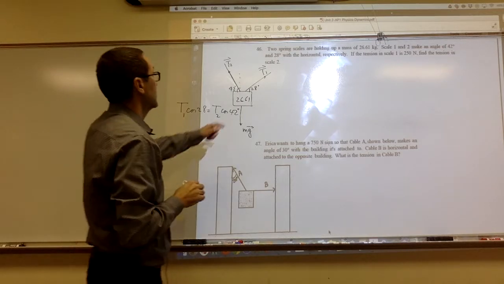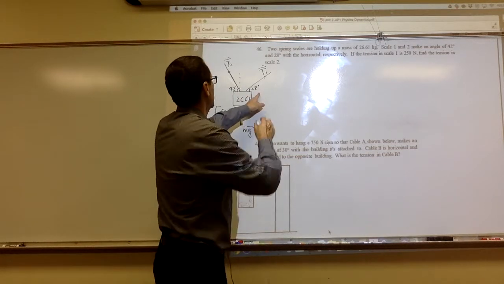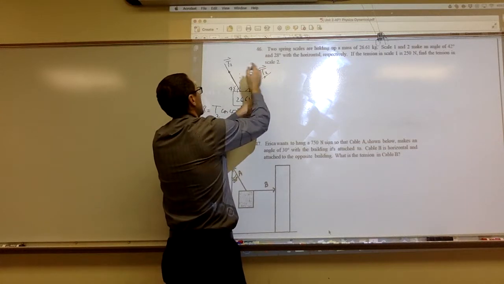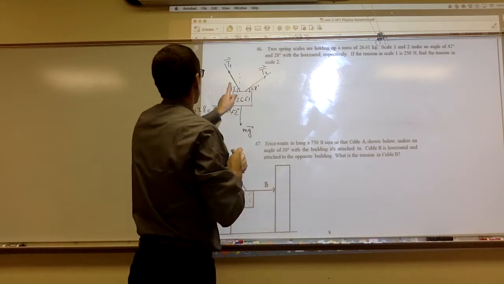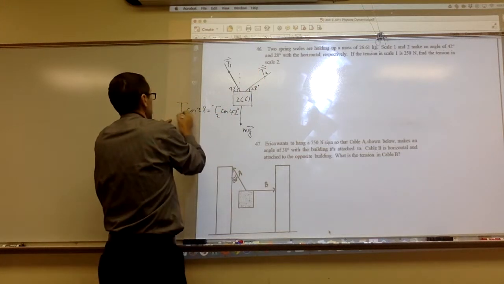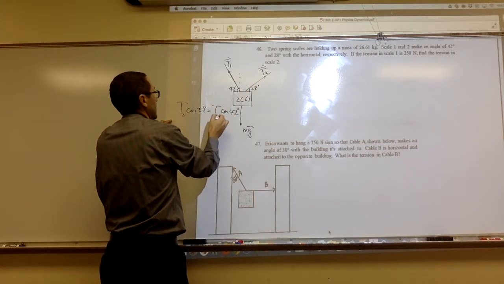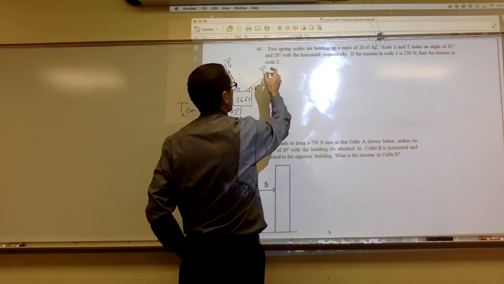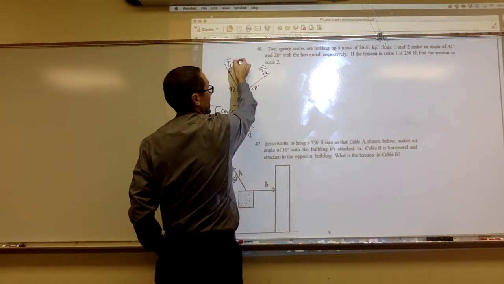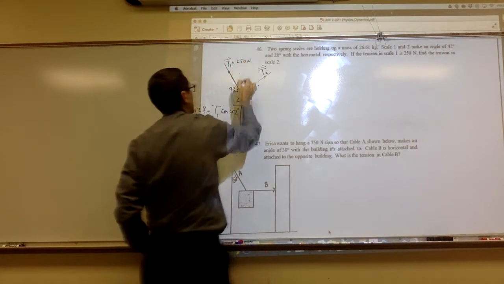Okay, so oh, I flipped this. So this should be 2 and this should be 1. It says that scale 1 makes a 42 degree angle, yeah. So I'm just going to change this, no big deal. Okay, so I'm going to try to find the tension in scale 1. So this is basically 250 newtons.